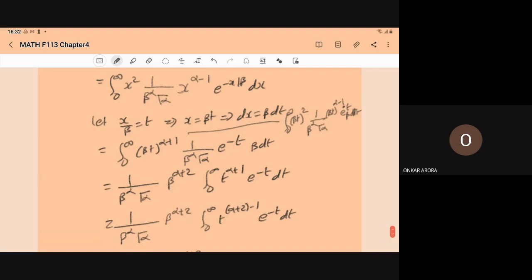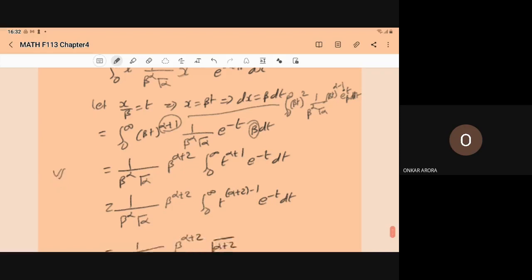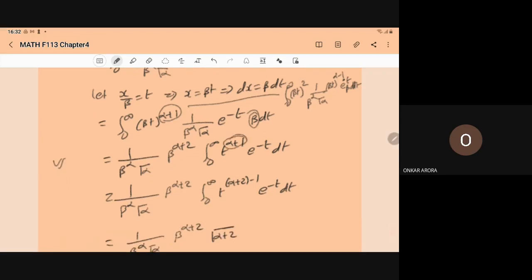So you can take 1 upon beta to power alpha gamma of alpha and beta to power alpha plus 2 out of the integral, where alpha plus 1 comes from here and beta 1 from here. Here the integral will remain as 0 to infinity t to power alpha plus 1 e to power minus t dt. So this alpha plus 1 can be written as alpha plus 2 minus 1.